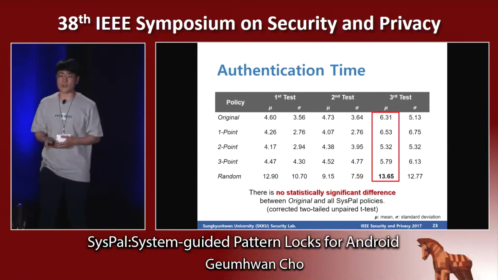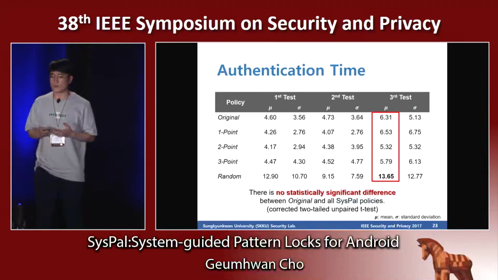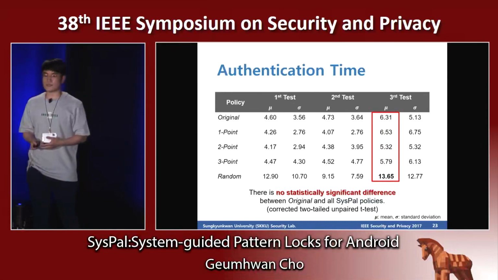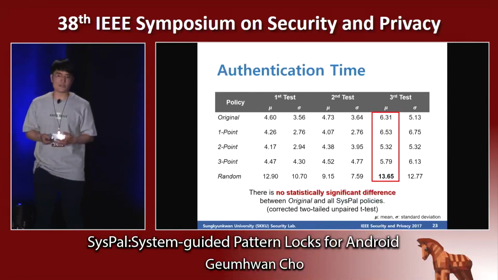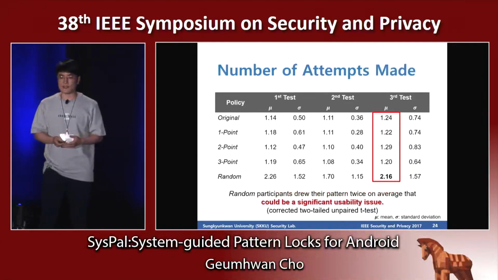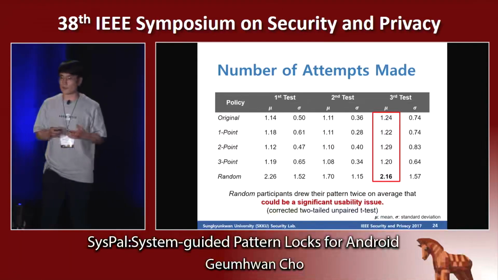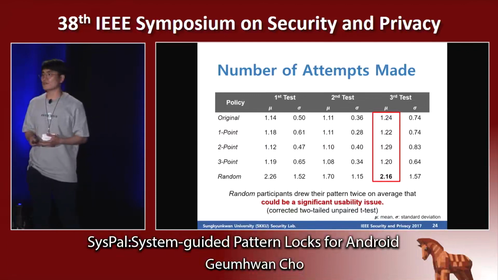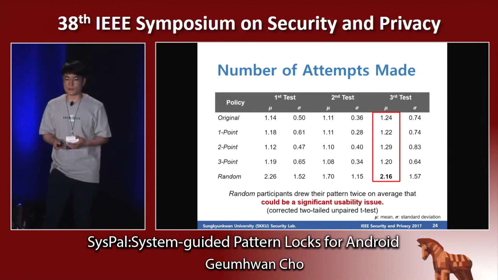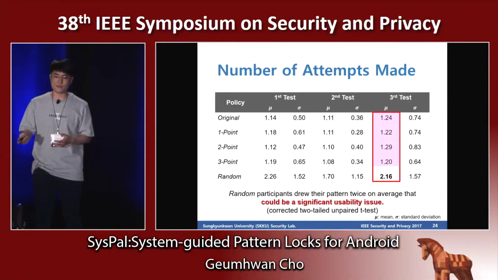We also measured authentication time. The random participants took a long time to authenticate their pattern, and the original and all SysPal polishes are similar, and there is no statistically significant difference. And we analyzed the number of attempts. The random participants drew their pattern twice on average, and that could be a significant usability issue. And again, the original and all SysPal polishes are similar.